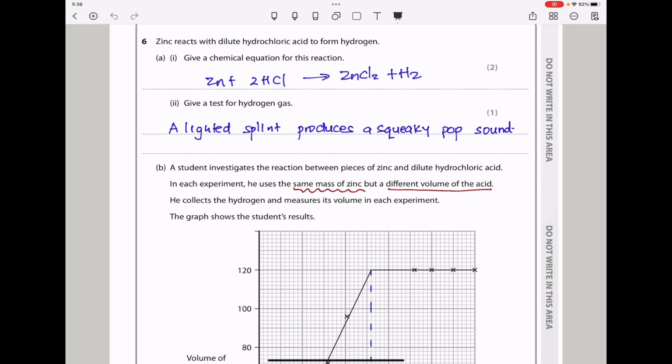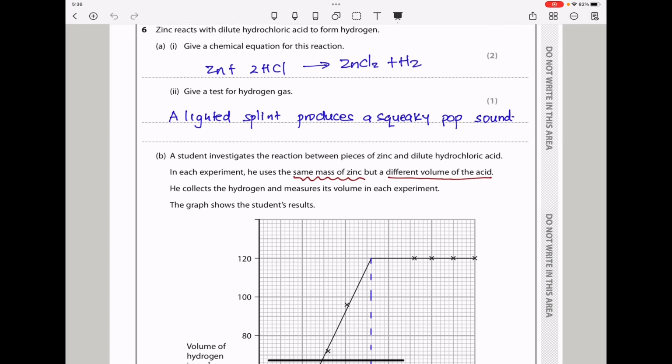Next they say, give a test for hydrogen gas. To test for hydrogen gas, we use a lighted splint. This will produce a squeaky pop sound, and that is confirmation that hydrogen gas is present.